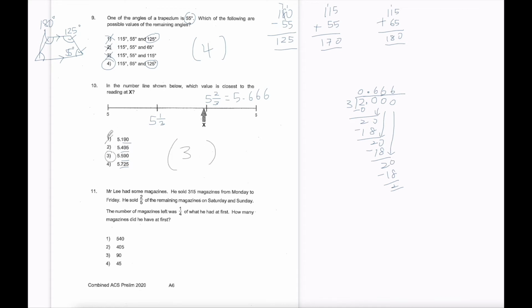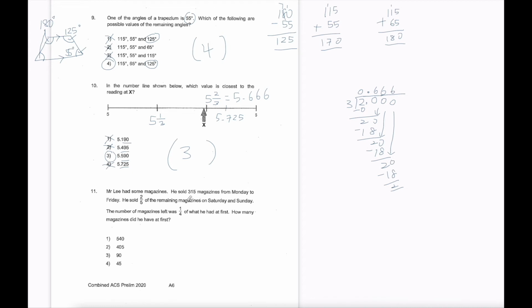Okay, this is out because this is too far away. This is also out. So the closest will be 5.590. Got it? And this is more than 5.666. So 5 is probably going to be here. Okay, so this is not the answer also. Okay, so let's move on to question 11.